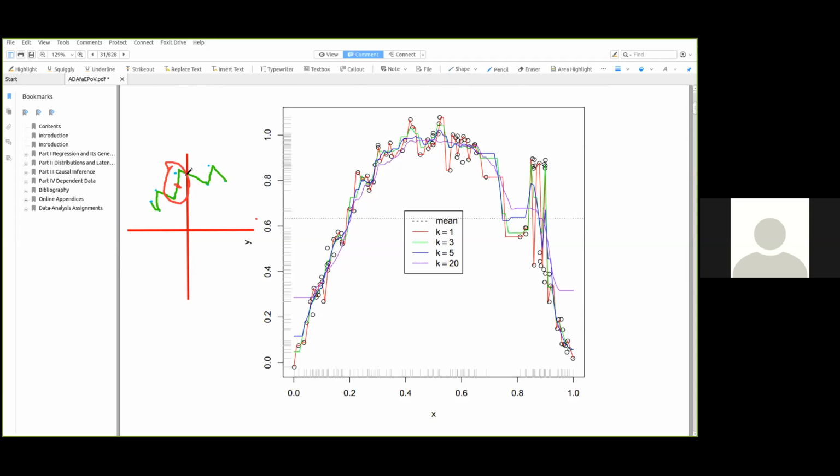Did you understand that? Rather than going through every point, I would be able to come up with a smoother curve rather than such a spiky curve. So you can see in this graph where k equal to 1, the curve is very spiky, whereas when you start increasing the value of k, the curve starts becoming smoother. So the blue line is the smoothest.